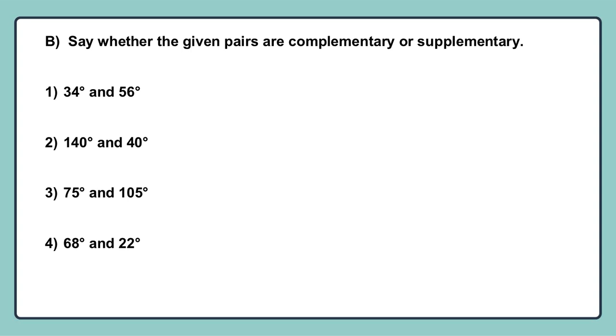Okay, let's look at the first pair of numbers. Is the first pair complementary or supplementary? They're complementary. Number 2? It's supplementary. Number 3? Supplementary. Number 4? Very good. Complementary has to add up to what value? 90 degrees. Supplementary. 180 degrees.